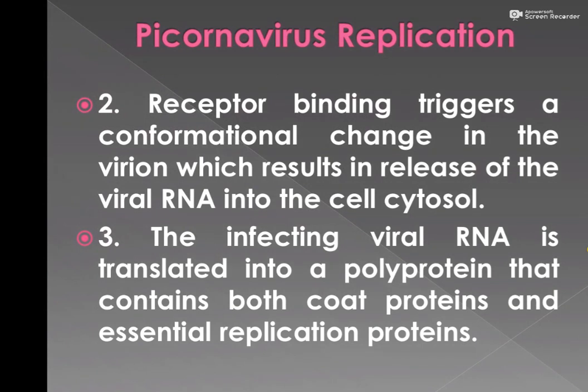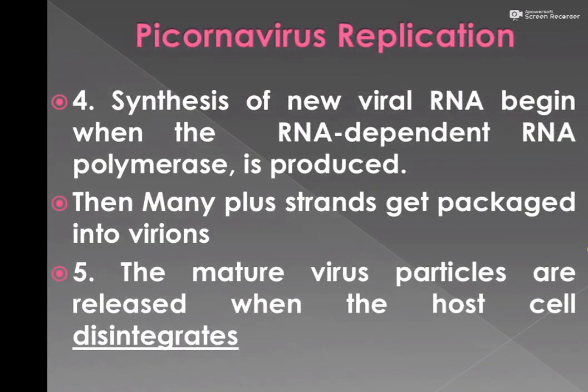Receptor binding triggers a conformational change in the virion, which results in the release of the viral RNA into the cell cytoplasm. The infecting viral RNA is translated into a polyprotein that contains both coat and essential replication proteins. The virus also forms RNA-dependent RNA polymerase to synthesize new progeny viruses. Then many plus strands get packaged into the virion.